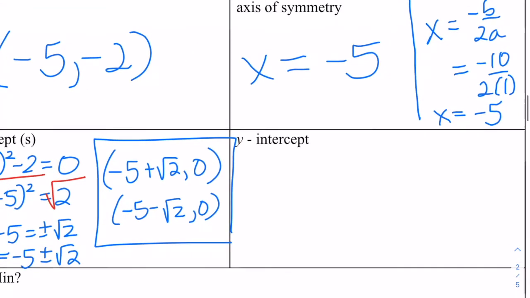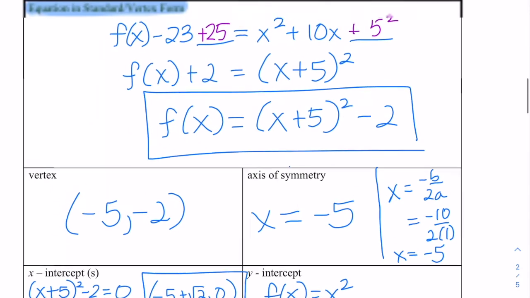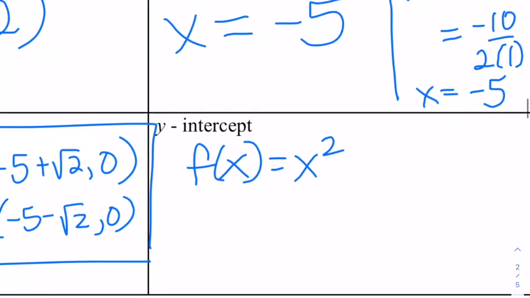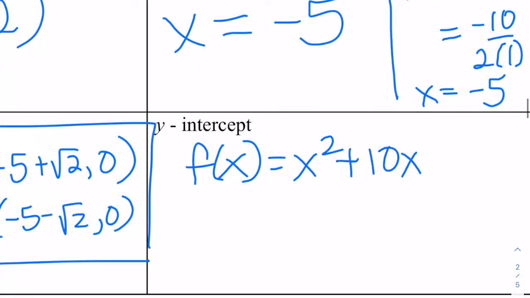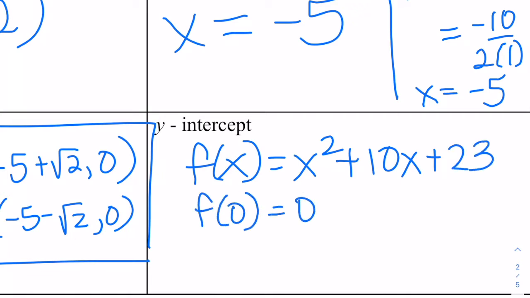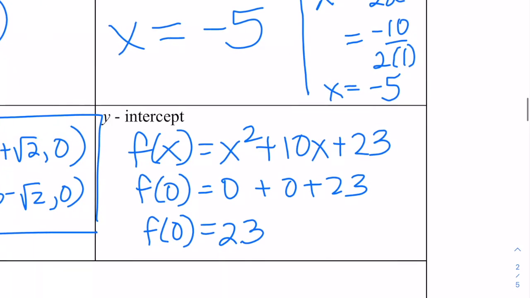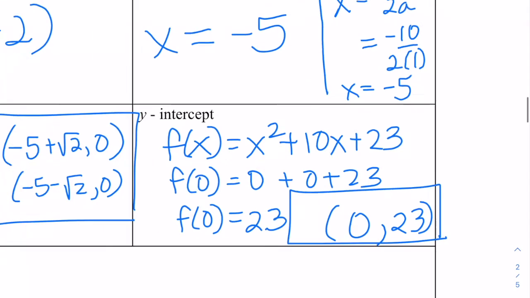The y-intercept will be the value when I plug in 0 into the equation. And it will probably be easier to plug it back into the original equation, which was x squared plus 10x plus 23. So if I plug in 0, it'll be 0 plus 23. And you can see very clearly that f of 0 equals 23. Now, to make sure we write it as a coordinate, it'll be 0, 23 for the y-intercept.